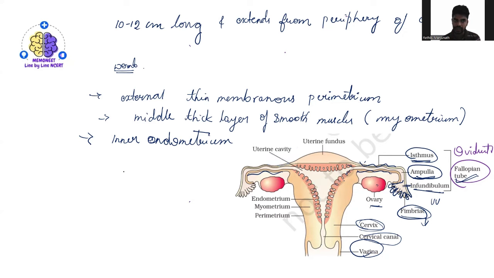If this is the uterus, here you can see the outer layer is called the perimetrium, the middle layer is the myometrium, and the last, the inner layer, is the endometrium. Clear? So this is all about the layers of the uterus, which is made up of three layers.